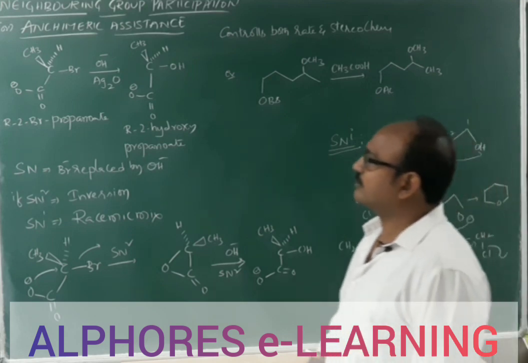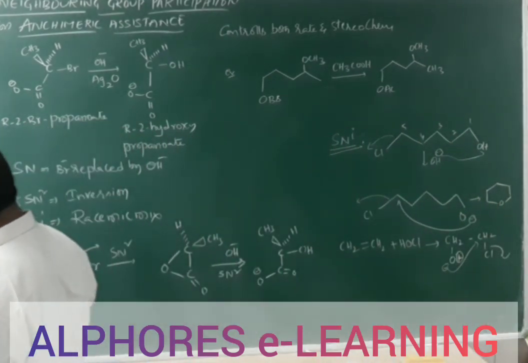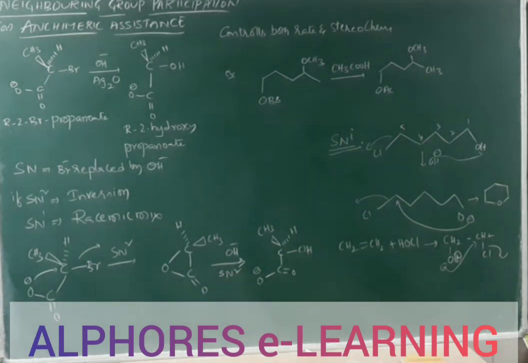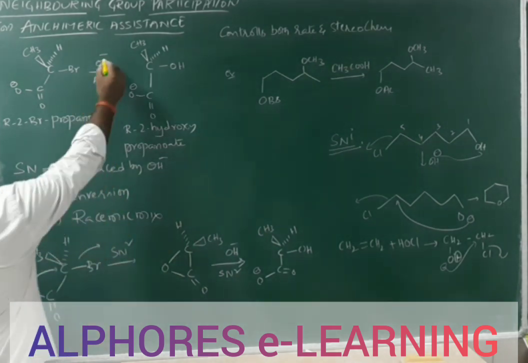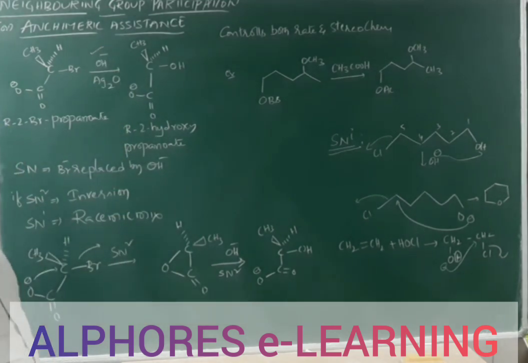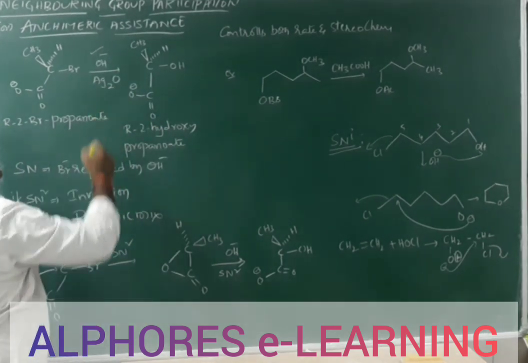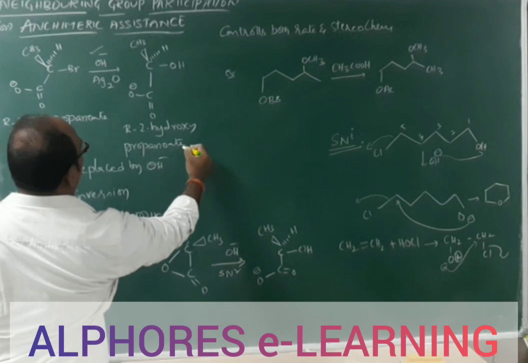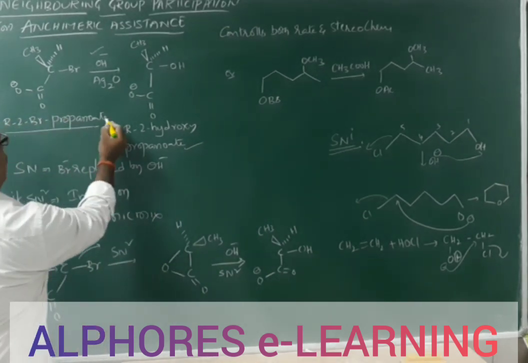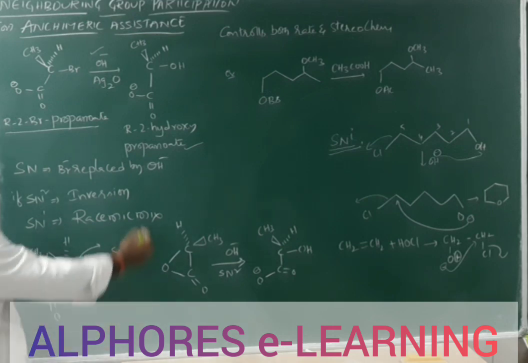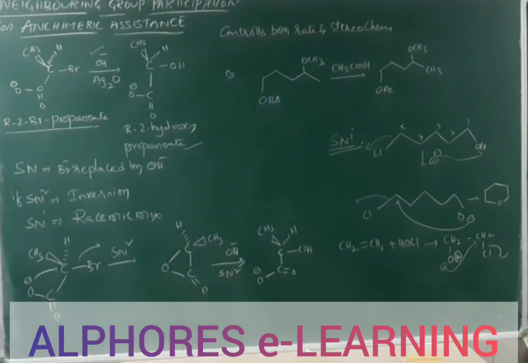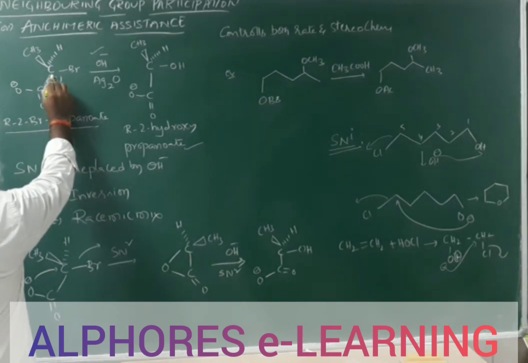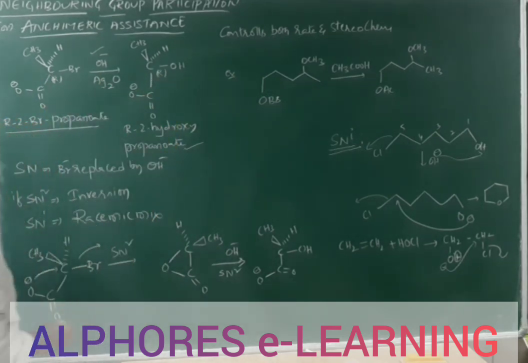Have a look here. I am going to consider R-2-bromopropanoate. This R-2-bromopropanoate, upon low concentration of OH minus, for that Ag2O we are using, gives the product R-2-hydroxypropanoate. We considered R-2-bromopropanoate and we are getting R-2-hydroxypropanoate. This carbon is R, and this carbon remains R.